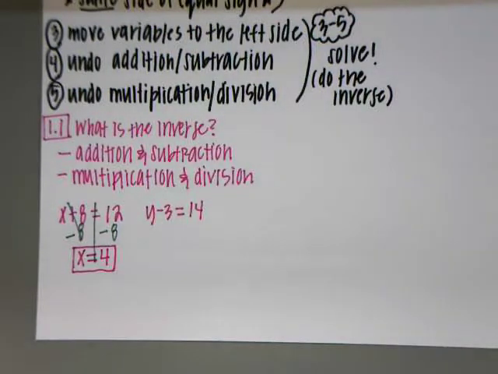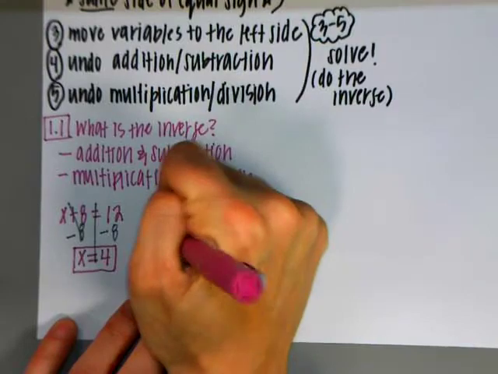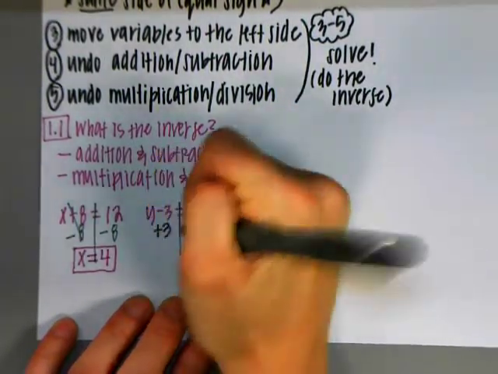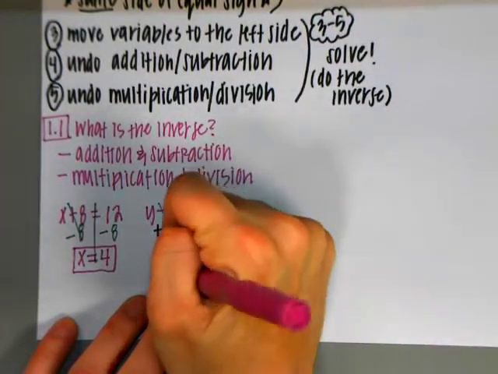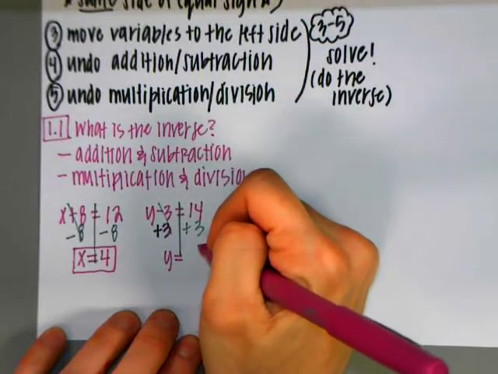So somebody subtracted 3 from the y, and we need to undo that. So how would I undo that? Add 3 to 14. So you get y equals what?